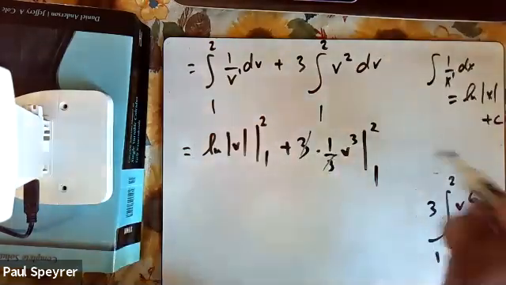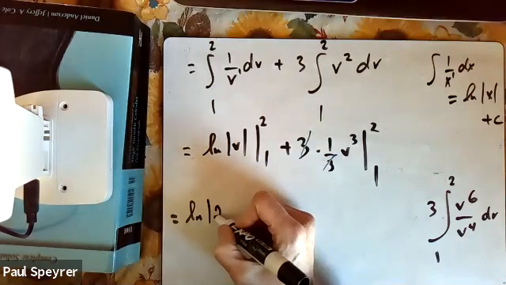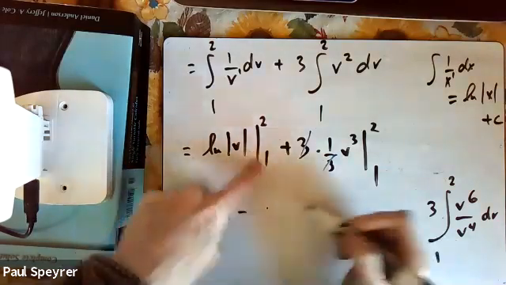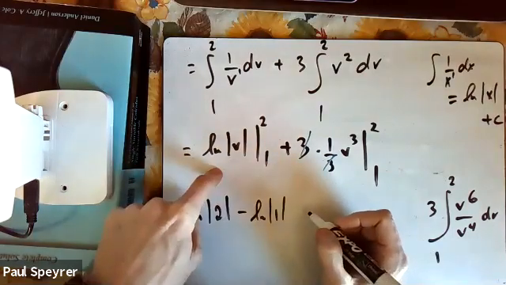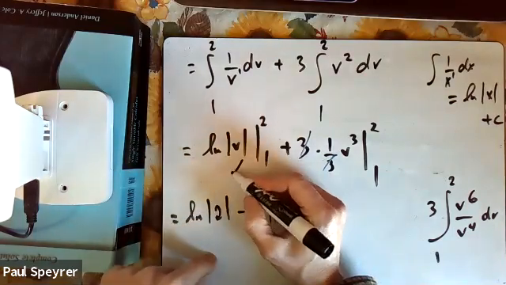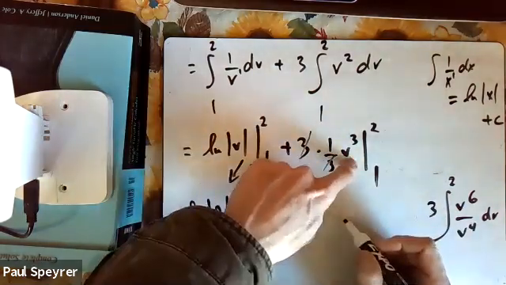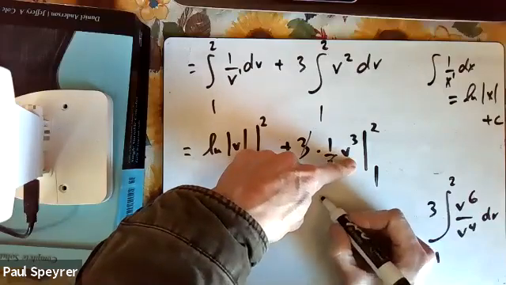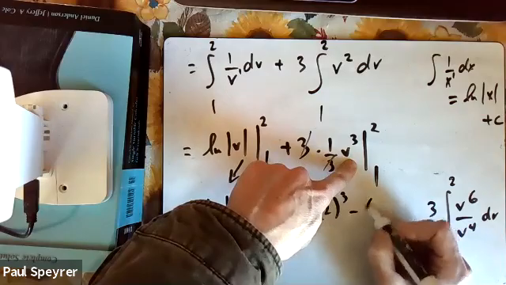And let's plug in all these numbers, right? Like we have natural log of the absolute value of 2 minus natural log of the absolute value of 1. That's the upper limit minus the bottom limit. Right here, we have plus, and then v cubed, right? So we're going to have 2 cubed. That's the upper limit minus the bottom limit.